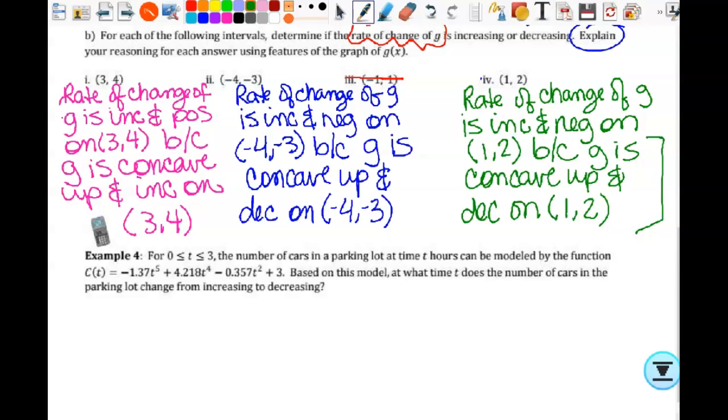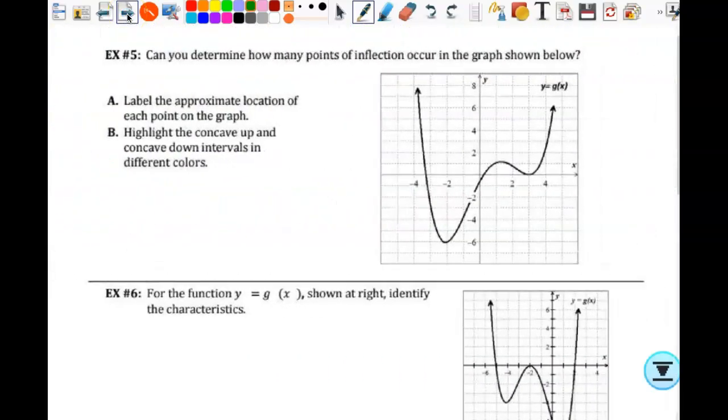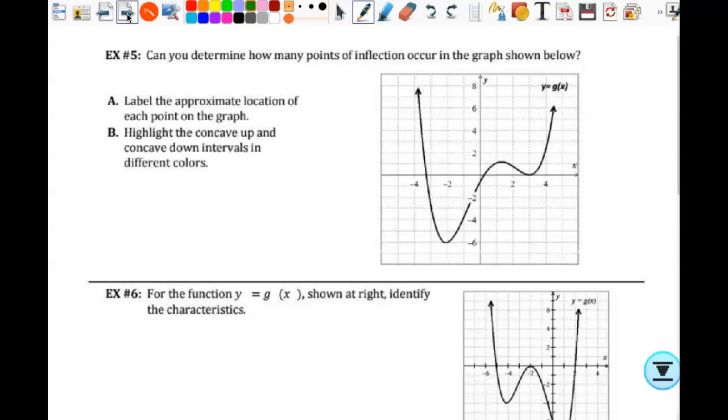All right, so we're going to skip example 4 until we get to using our calculators, then we'll come back and do it. It won't be too long before we actually start doing that. So flip it over. It says, can you determine how many points of inflection occur in the graph shown below? So let's talk about something else first. How many turning points do I have?